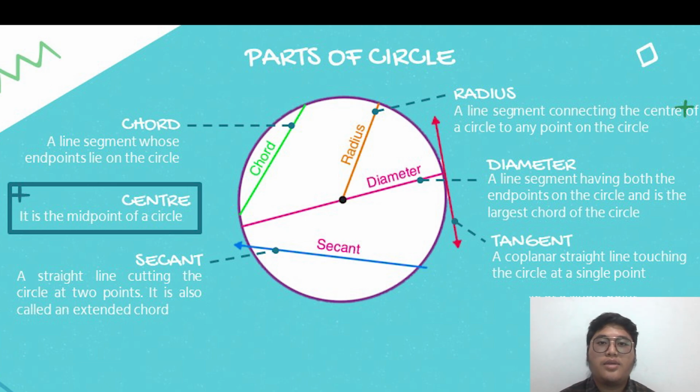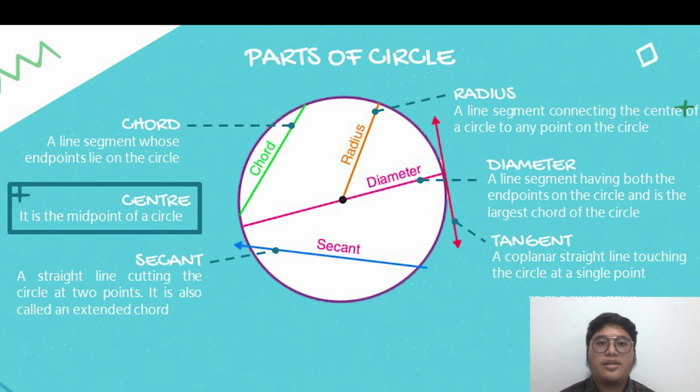Now in this slide, we got more parts of circle. The first one is radius, which is a line segment connecting the center of a circle to any point on the circle. The next one is diameter, which is a line segment having both the endpoints on the circle and is the largest chord of the circle. Next is tangent. Tangent is a coplanar straight line touching the circle at a single point. Next is chord, which is a line segment whose endpoints lie on the circle.